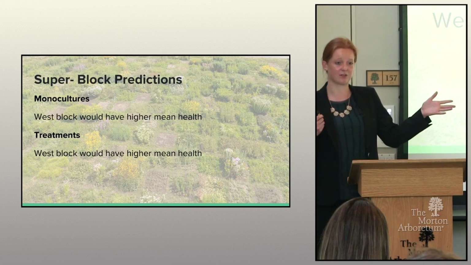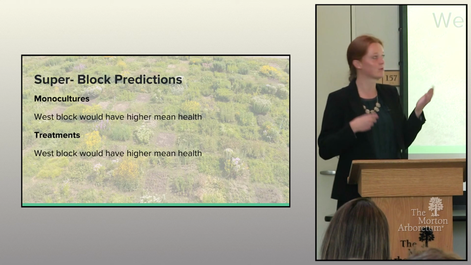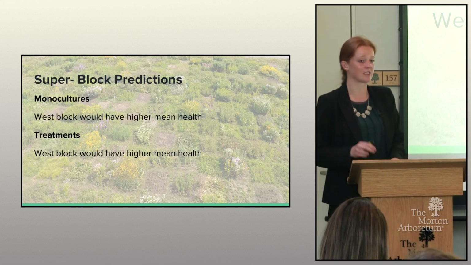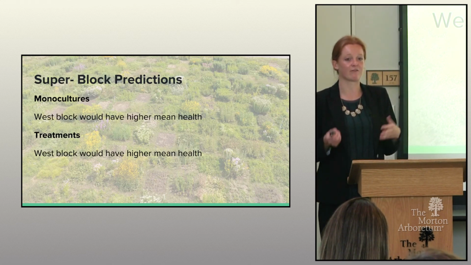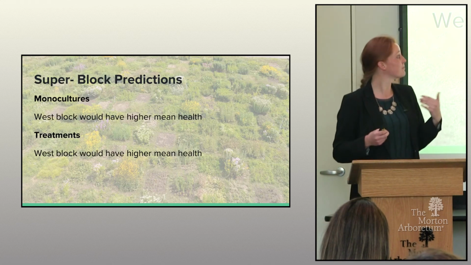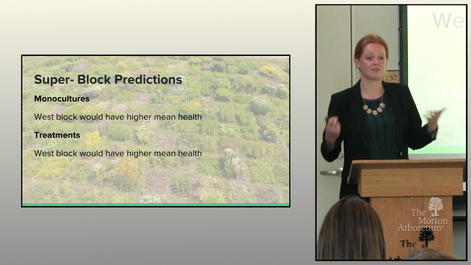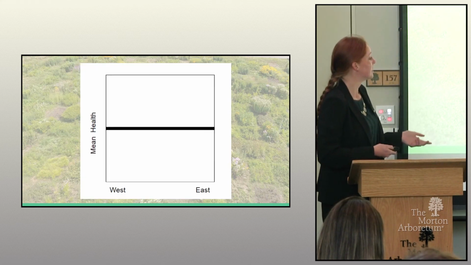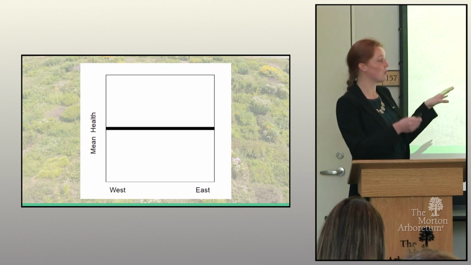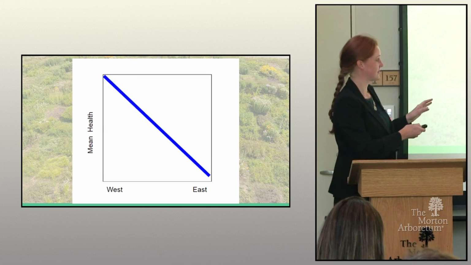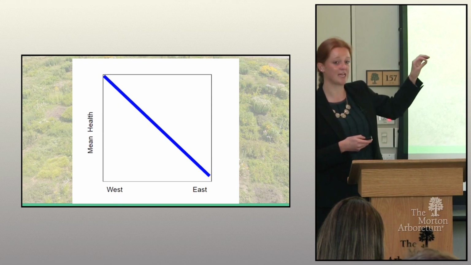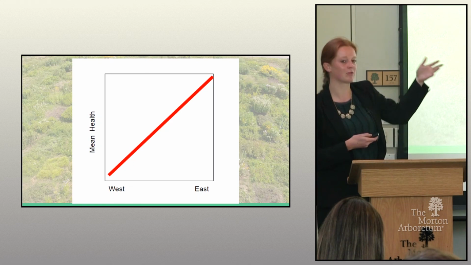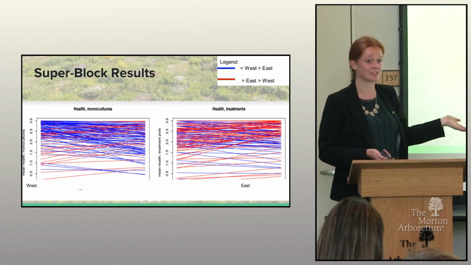However, since there was a diversity effect, we wanted to see if there was a difference in the mean health in the monocultures from the west versus the east, and the treatments from the west versus the east. I predicted that for both the monocultures and the treatments, their mean health would be higher in the west because of the higher quality conditions, more organic matter, and being weeded more. This is what we would expect to see if there was no difference in their mean health. This is what we expect if the mean health was higher in the west than the east, and if the mean health was higher in the east than the west, we would expect to see this.